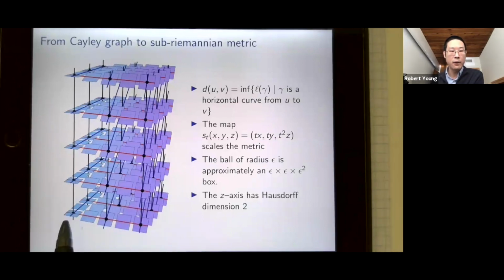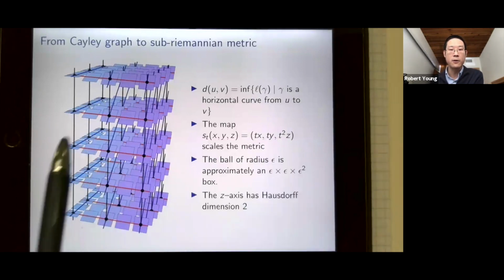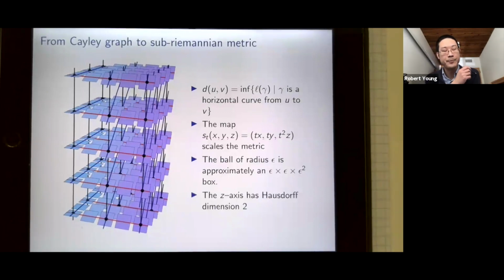Because if I want to cover this segment by balls of radius epsilon, it's going to take roughly epsilon to the minus 2 of them. And so each of these vertical lines has Hausdorff dimension 2. Okay, so this is the Heisenberg group.